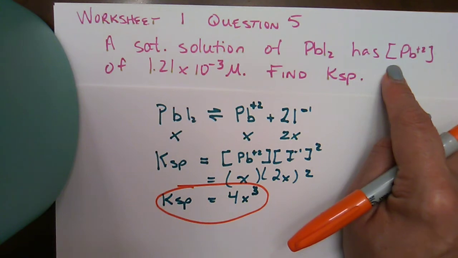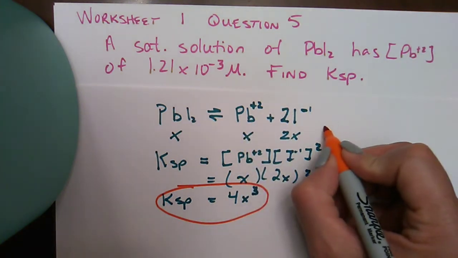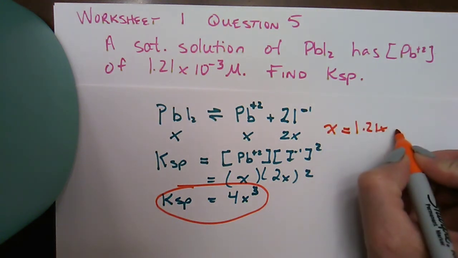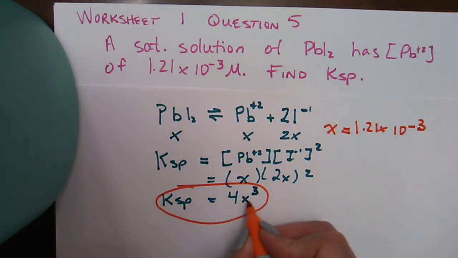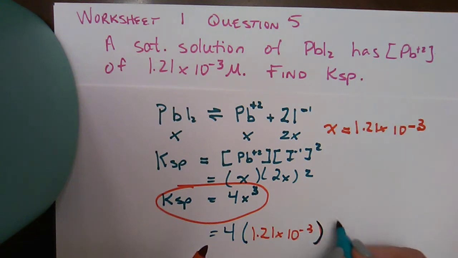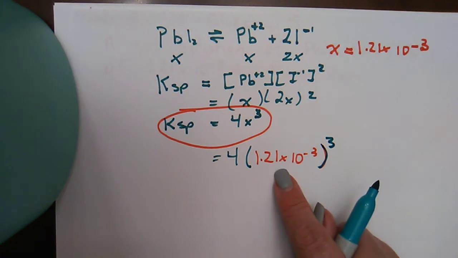The question tells us, here's the concentration of lead, which we've here defined as X. So what it's really saying is the value for X is going to be 1.21 times 10 to the -3. So let's put that here in place of X inside this formula. We're going to have 4 times 1.21 times 10 to the -3, and we're going to cube that amount. Now, mathematically, we want to cube this first and then multiply it by 4.